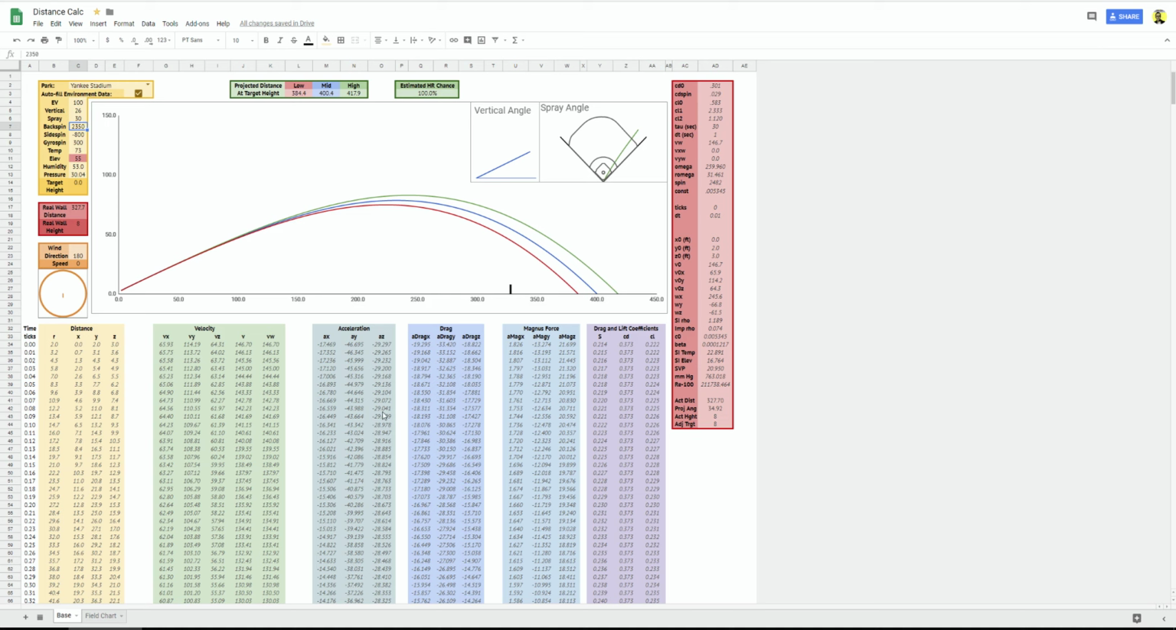I hope you find this useful, and you can use it to analyze batted balls, compare stadiums. You can do all sorts of fun stuff, and I hope you enjoy it. Goodbye.